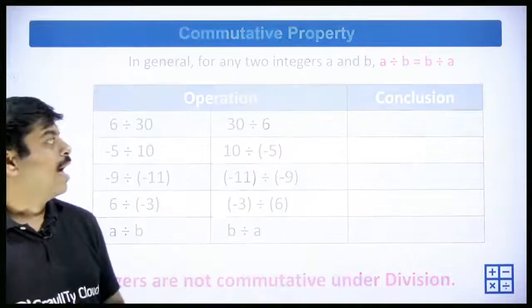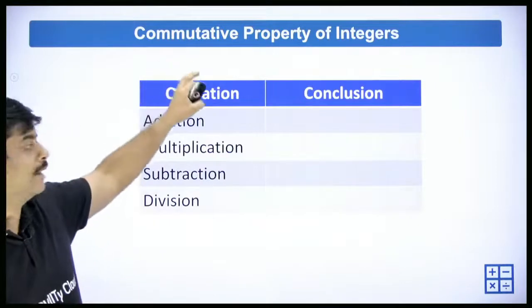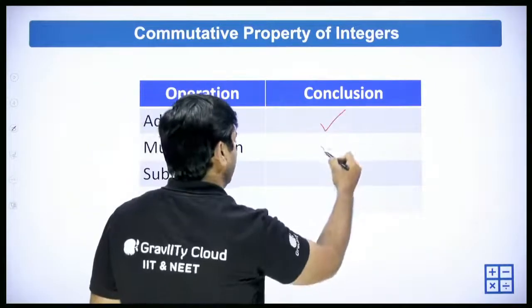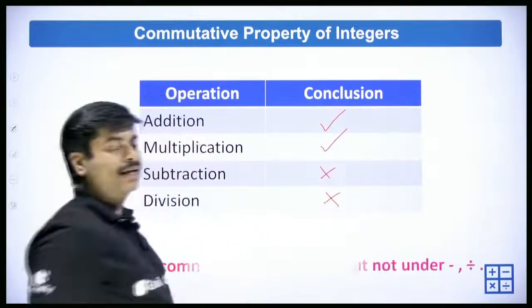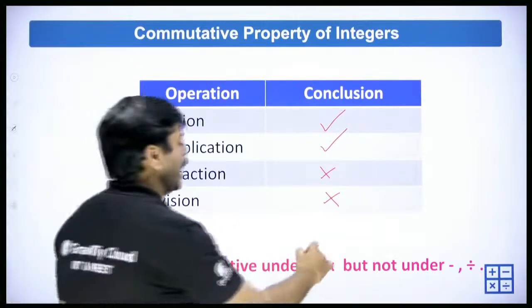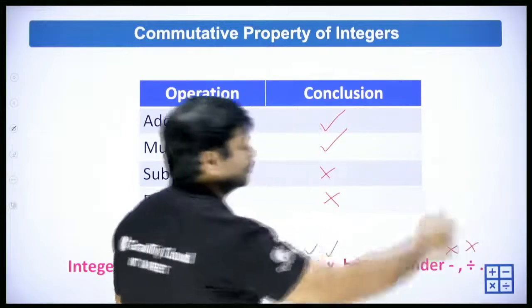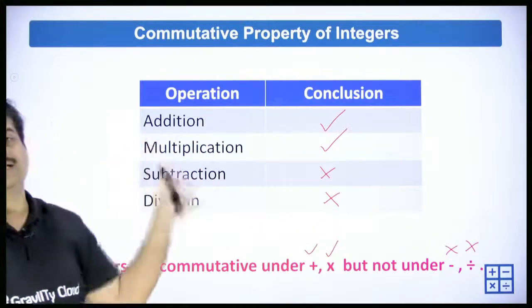So let us try to have all the four at once. In commutative property, addition is correct, multiplication is correct, subtraction is wrong, and division is also wrong. What I can say, integers are commutative under addition and multiplication, but not under subtraction and division. Subtraction and division, right?